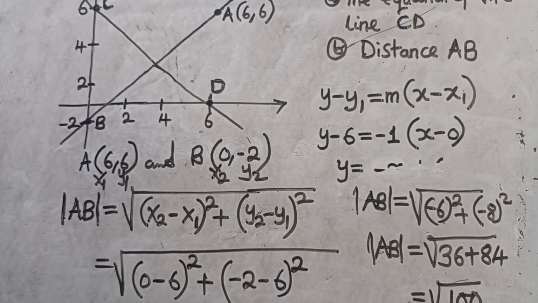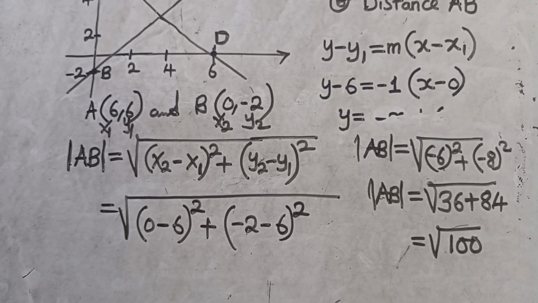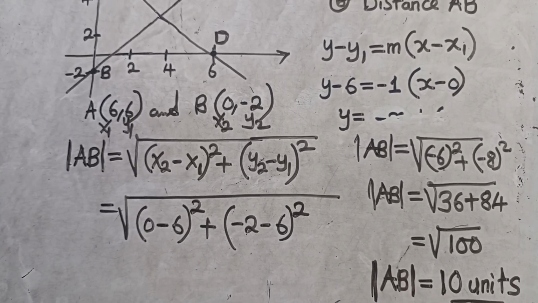What is the square root of 100? There is a square root there. So I can end here where I'm going to say it is just 10 units. So this is the length of AB. This is what we are supposed to do. It just says therefore the distance AB is 10 units. You are done. So the most important thing is knowing this particular formula.